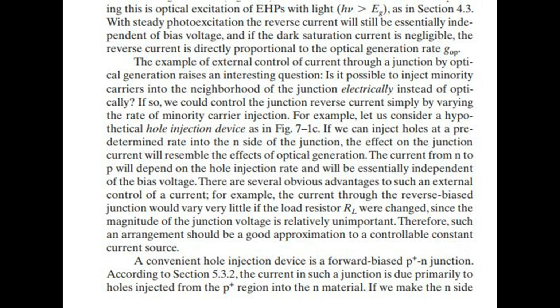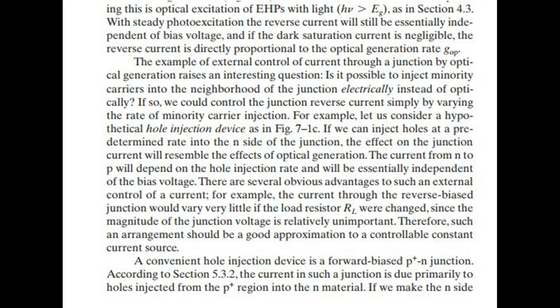There are several obvious advantages to such an external control of a current. For example, the current through the reverse-biased junction would vary very little if the load resistor R_L were changed, since the magnitude of the junction voltage is relatively unimportant. Therefore, such an arrangement should be a good approximation to a controllable constant current source.